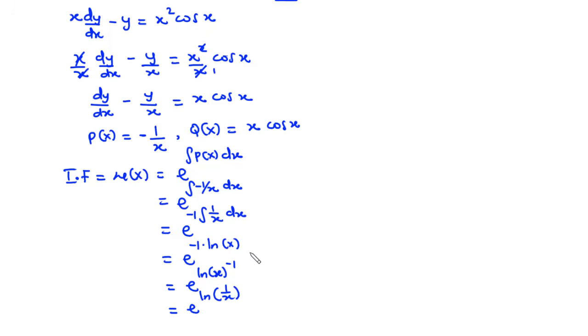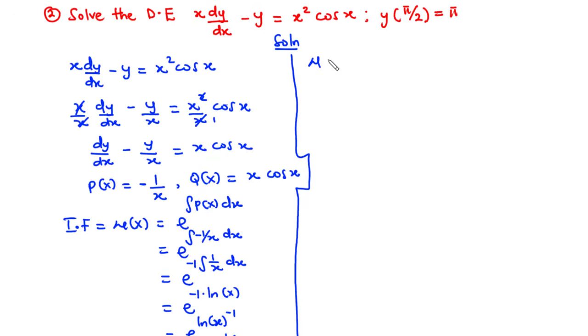Now, since e to the power ln of x is equal to x, then e to the power ln of 1 over x is equal to 1 over x. So that is mu of x, the integrating factor. So we have the integrating factor mu of x to be equal to 1 over x. Now let's move on to find the general solution to this differential equation.